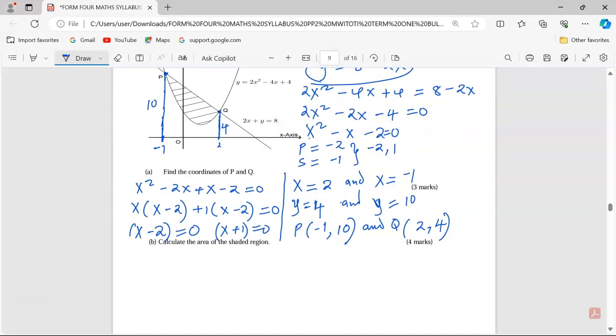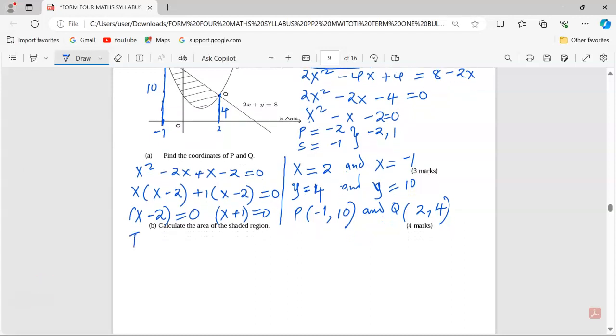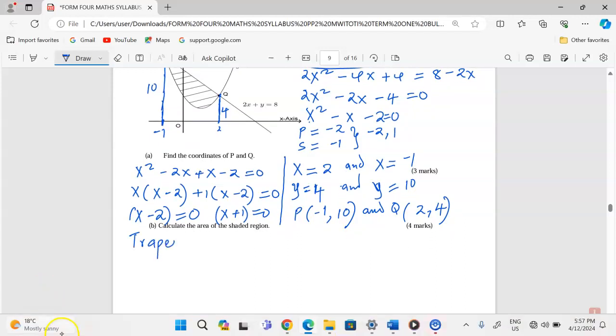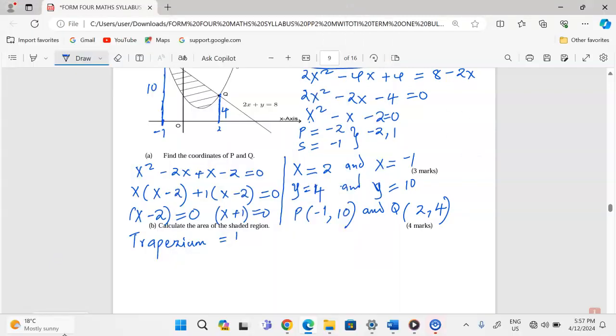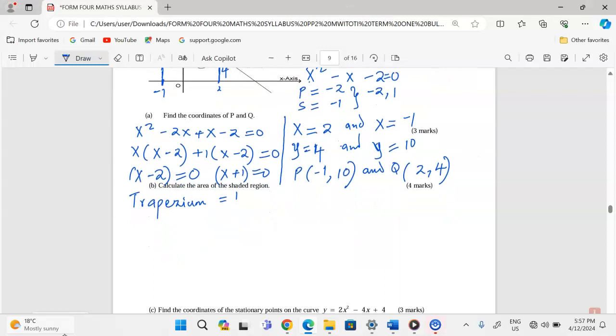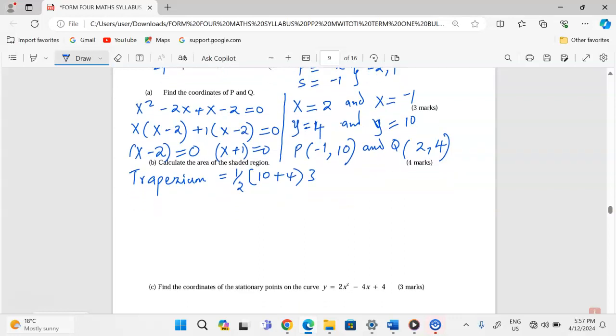Therefore, we are going to say that for the trapezium, the area is going to be half multiplied by the sum of the two parallel lines, whereby we have a 10 and a 4, multiplied by the perpendicular distance between them, which is a 3.